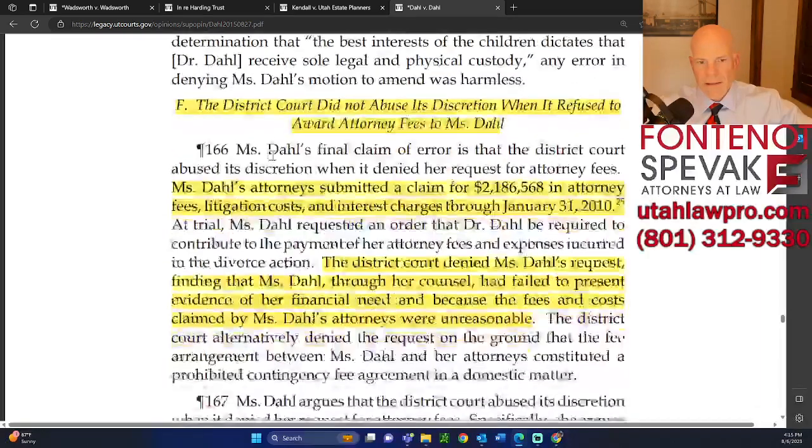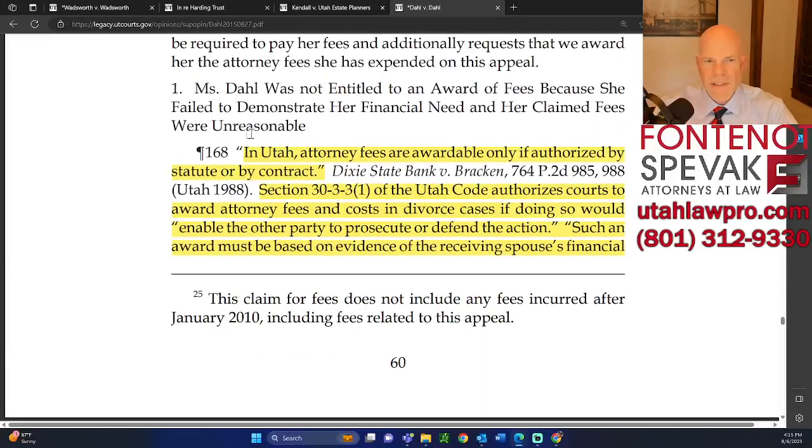Okay, let's go to the general rule that a court is going to look at to determine if attorney fees are awardable here. In Utah, attorney fees are awardable only if authorized by statute or by contract. That's just the general rule that applies in every single case. But in divorce cases, we use section 30-3-3 of the Utah Code, which authorizes courts to award attorney fees and costs in divorce cases if doing so would enable the other party to prosecute or defend the action.